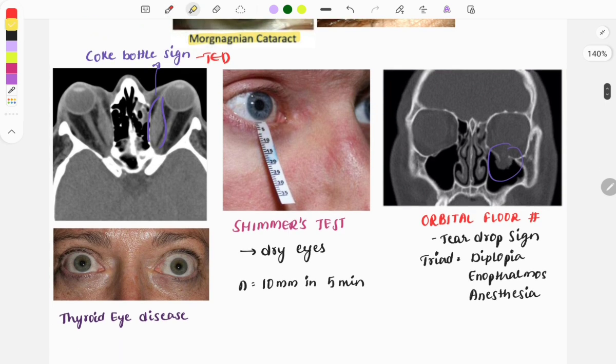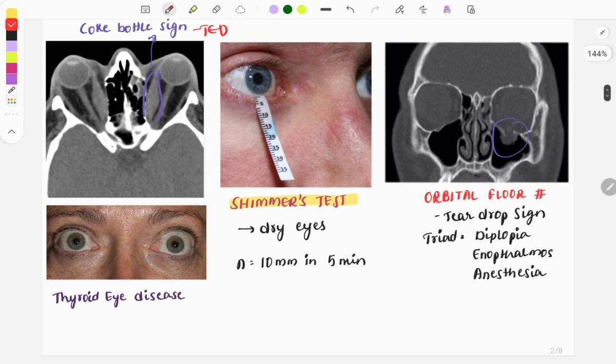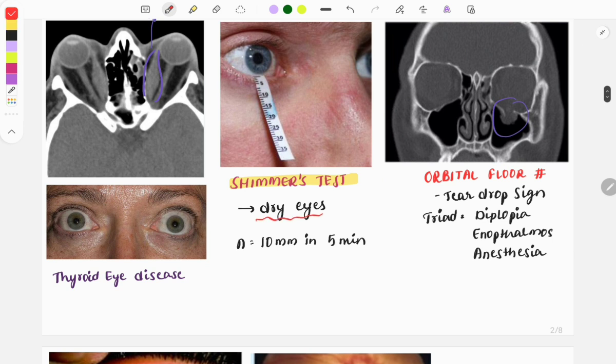Then the next image is of a Schirmer's test. It is done to see the normal time of the tears, and it is used for the diagnosis of dry eyes. The normal finding is that the tears should come down till 10 mm in 5 minutes; then it is considered normal. If it is dry eyes, then for the treatment we will usually use lubricants, and if it is severe then we'll use steroids.